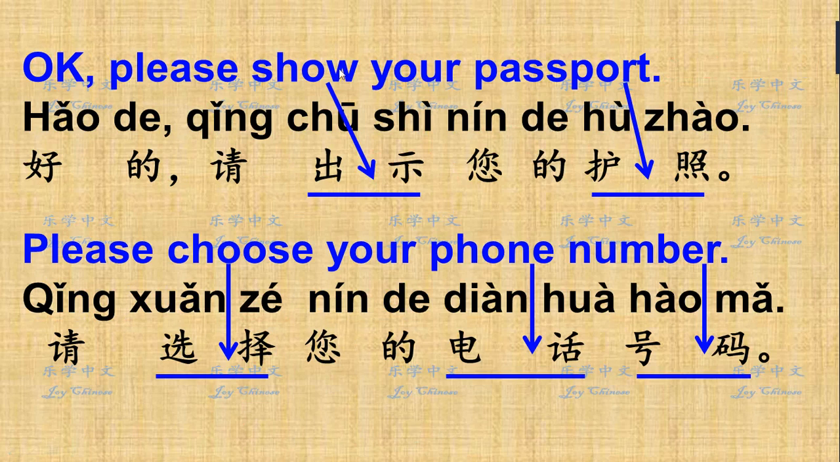Okay, please show your passport. You have to show your photo ID. 好的，请出示您的护照。出示 show, passport 护照。This is the important word. Passport 护照。You want to go to a hotel, you want to buy a telephone number, or you want to open a bank account, you need to bring your passport with you.